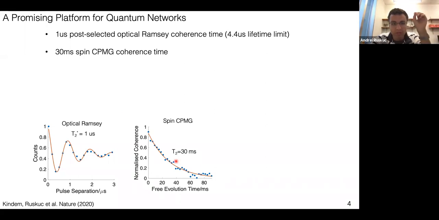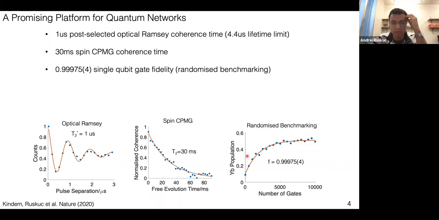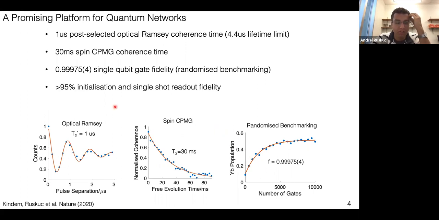Anyway, the spin coherence time on this qubit transition, this clock transition, is about 30 milliseconds. In addition to that, we can perform high fidelity control of the qubit, and we can do single qubit gates with an average fidelity of about 99.98% measured using randomized benchmarking. We were also able to initialize and read out the state of this qubit in a single shot with greater than 95% fidelity.